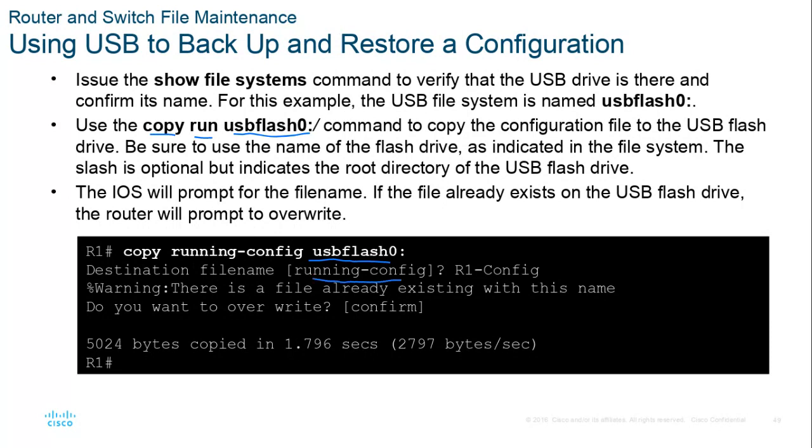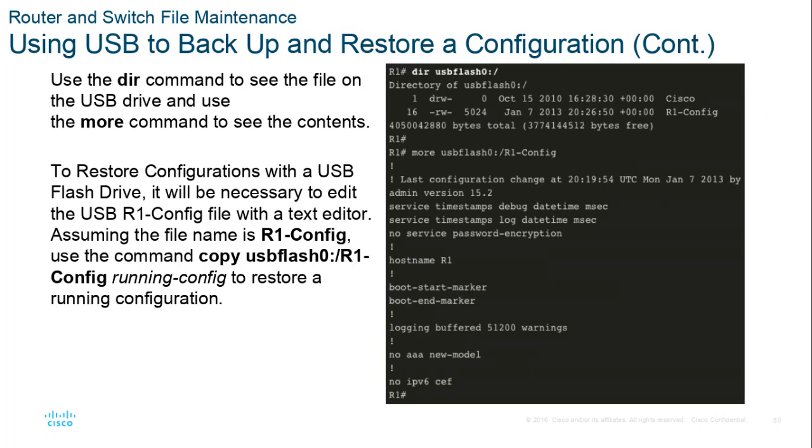By default, it's going to say running-config. You can change that to R1-config, whatever you want. And if it's already there, it's going to ask you to confirm because you want to overwrite the older file with the newer file. We can now use the dir command and check, and we have a new file on that USB drive, R1-config, the backup configuration for the machine we have it plugged into.